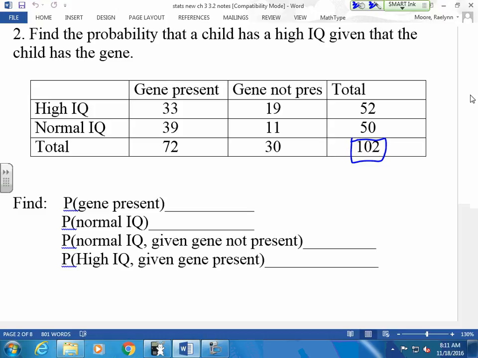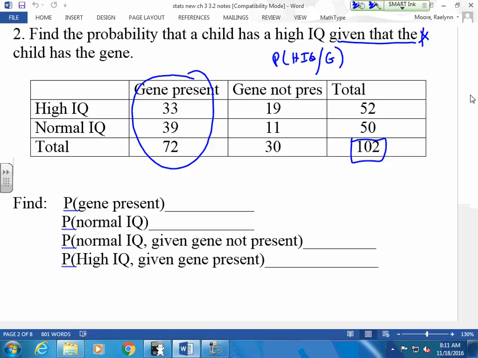Now, here's the thing with the given. Find the probability that a child who has a high IQ, given the child has the gene. Now, the given part is what comes first, right? That's the independent part. I got to know first if I have the gene. So when we come to here, what we do is we look for the gene to be present, and we circle it. Now when we do the dependent part, it's got to come from that circle because it's dependent on that column only.